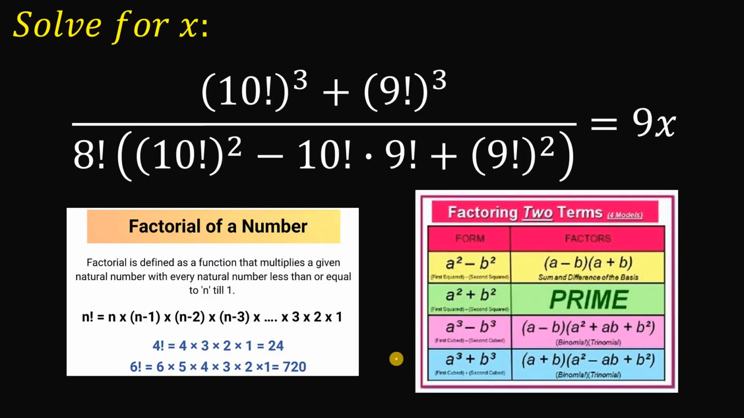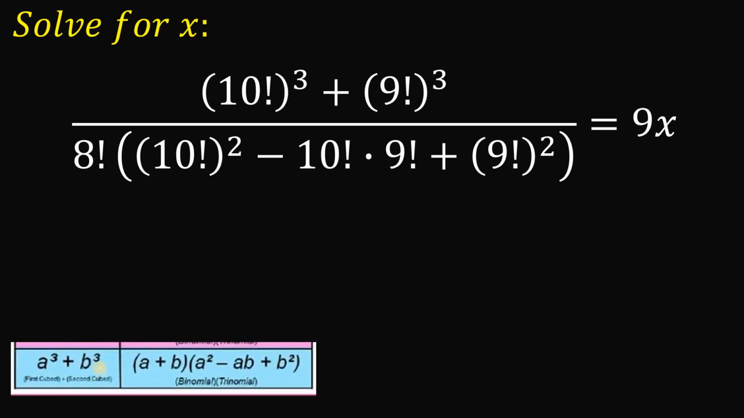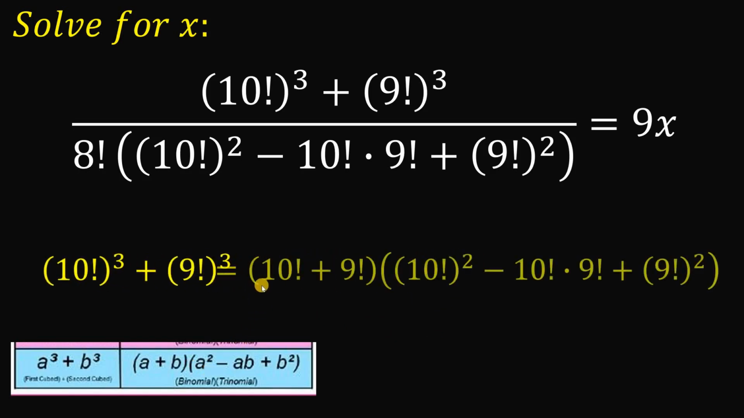Now, the first concept that we will use is the fourth one, wherein we have a cubed plus b cubed. Alright, so when we have a cubed plus b cubed, it can be factored as a plus b multiplied by a squared minus ab plus b squared. Now, the numerator, we have 10 factorial cubed plus 9 factorial raised to the power of 3. Suppose this 10 factorial is a, and this 9 factorial is b. So we have a cubed plus b cubed. Therefore, we can factor this out using this pattern as follows.